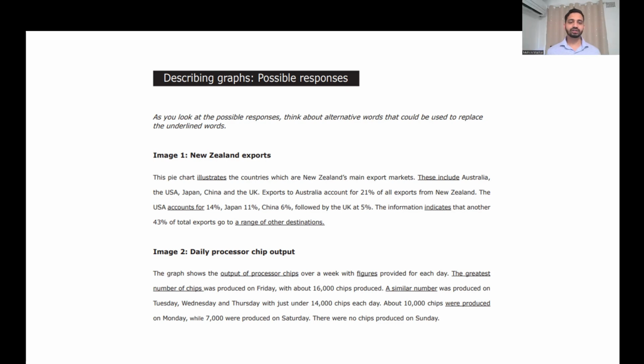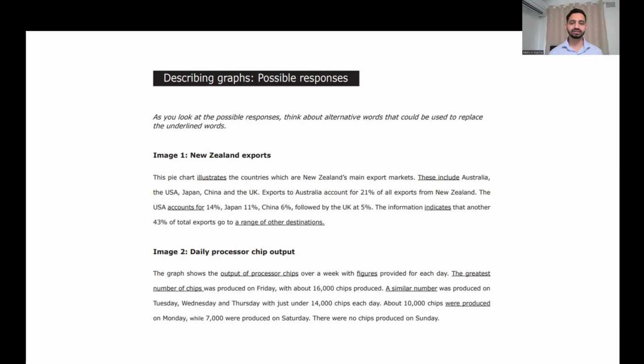That's one of the ways you can describe this image. Let's look at image number 2, daily processor chip output. The graph shows the output of processor chips over a week with figures provided for each day, right? So it starts with the title or the topic of the image, the greatest number of chips. So there is a highest point.